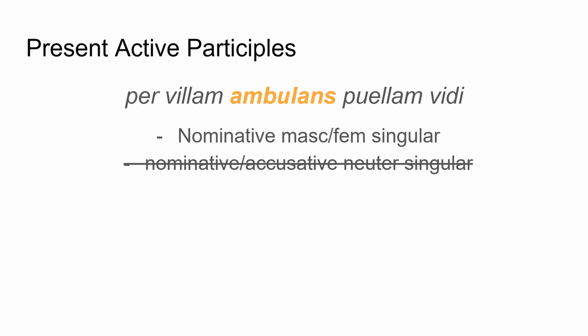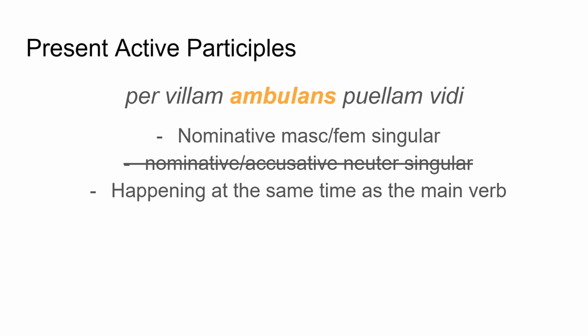Because it's a present active participle, I also know that it's happening at the same time as the main verb. Now my main verb is vidi, which is in the perfect tense. So I know that this is happening in effectively the past. Because it's a present active participle, it matches the tense of my main verb. So let's have a go at translating it.